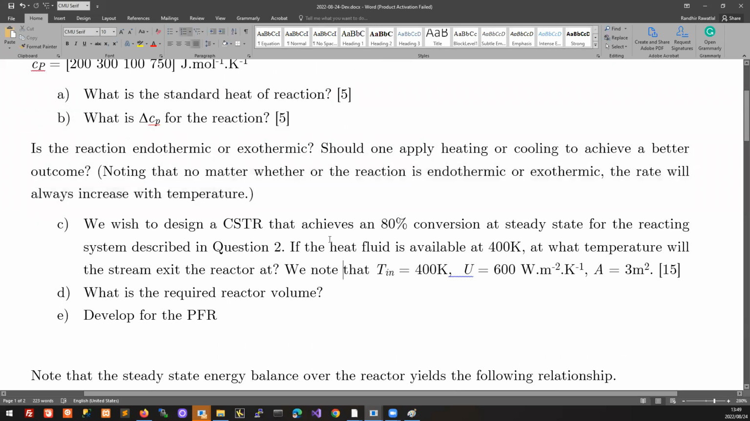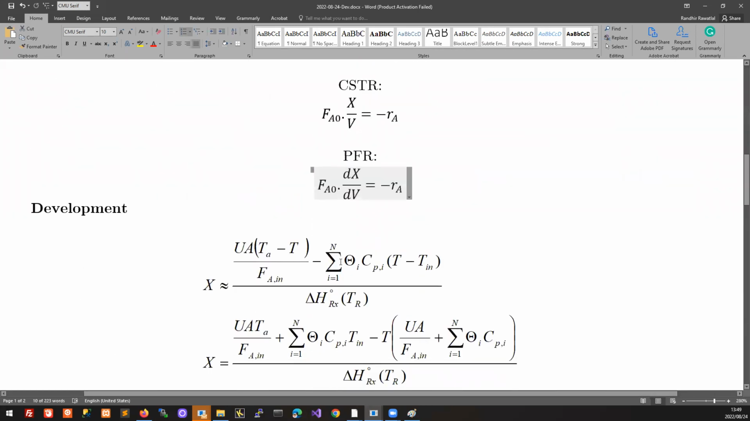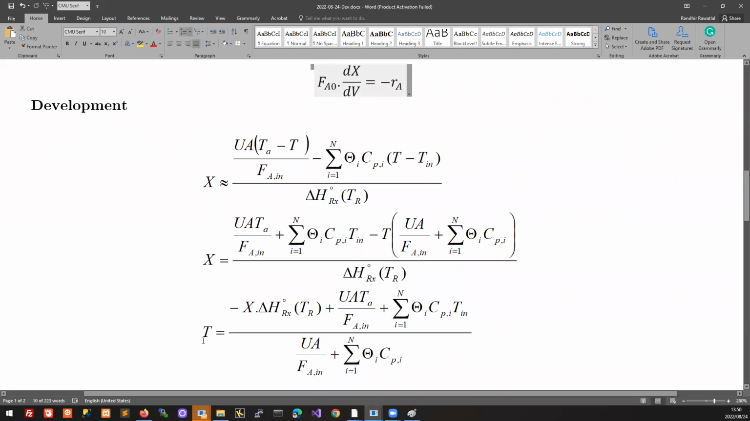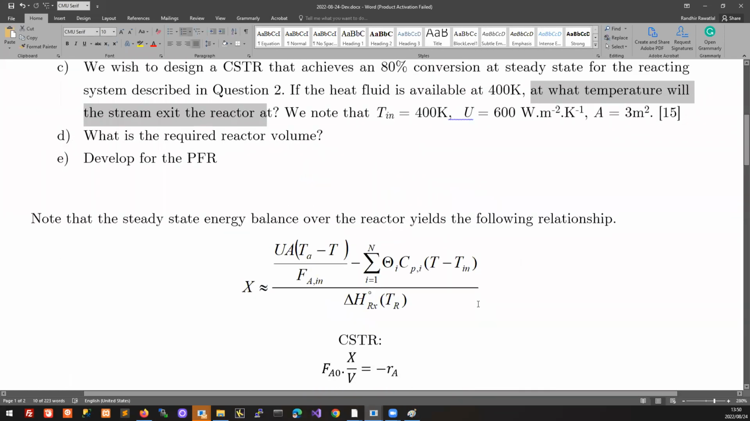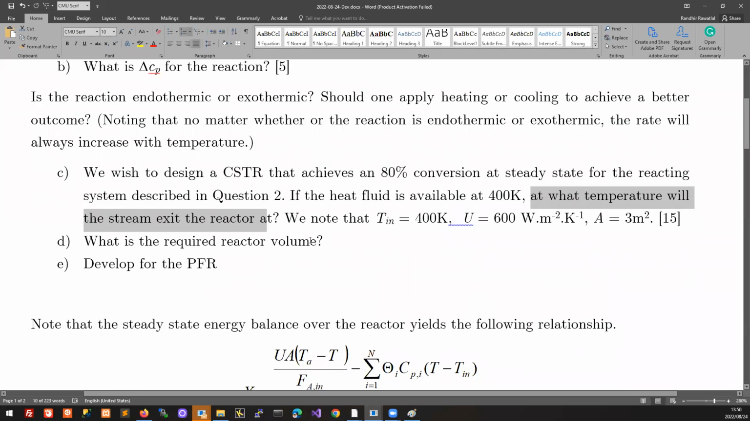So that's it. And now, I think we've just done this, right? We want to know what temperature the stream will exit at. We said that's the equation, so we can just solve for T now. So we've done part C.